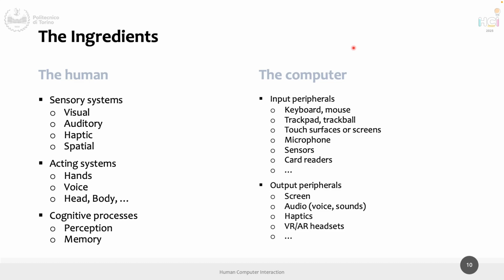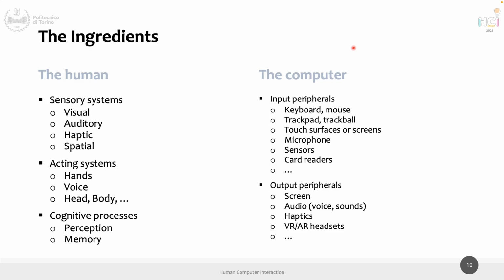And we are not going to go deep on any of these, on the human abilities or the computer abilities, when it's not needed. But just to give you a very rough idea, we have three systems. One is the sensory system, one is the acting system, and one is the cognitive system and processes. The sensory system is typically our senses: visual, auditory, haptic, and also spatial, understanding where we are in space.